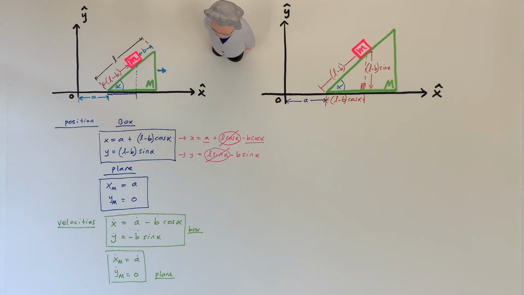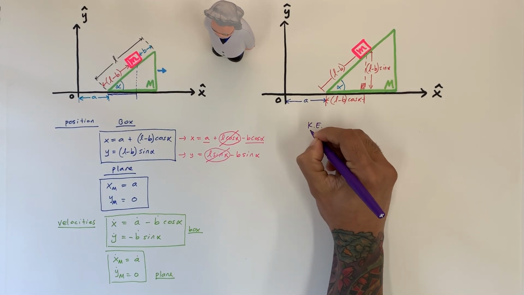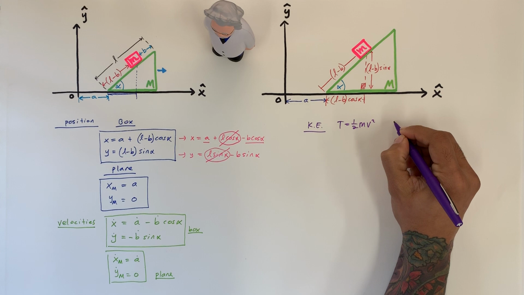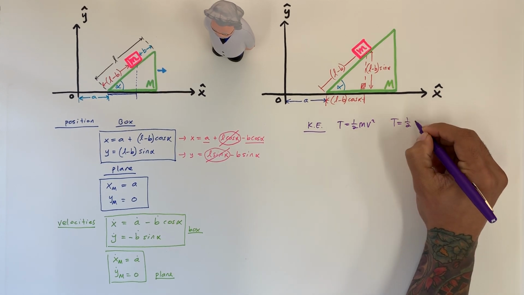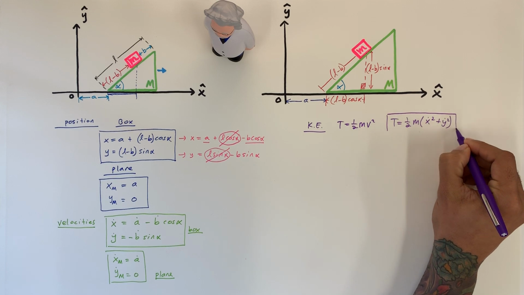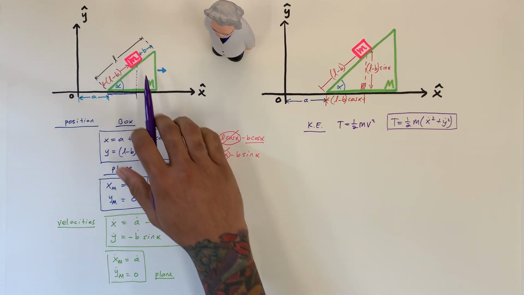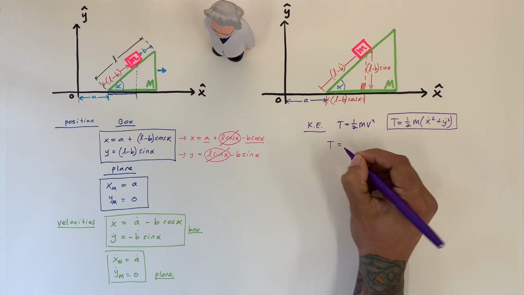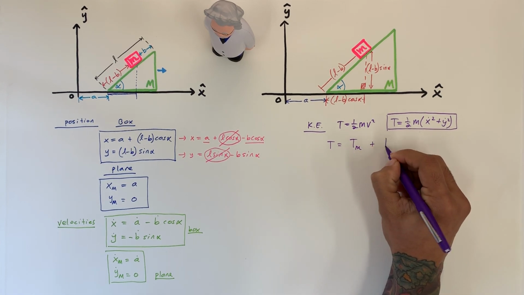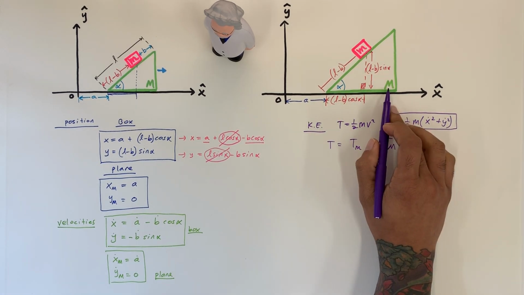All right, so now let's put those two things together in our kinetic energy term. Okay, so our kinetic energy we can write as T is equal to 1/2 mv squared, or we can write T is equal to 1/2 m times (x dot squared plus y dot squared). Okay, so we're gonna use this right here. But our total kinetic energy has to represent both of these objects in our system. And so we're gonna write T is equal to the kinetic energy of the box plus the kinetic energy of the plane. Okay, so lowercase m is for the little box, capital M is for the plane.